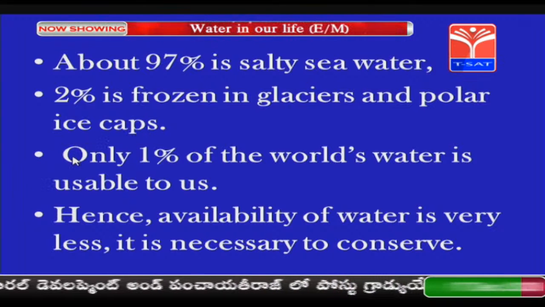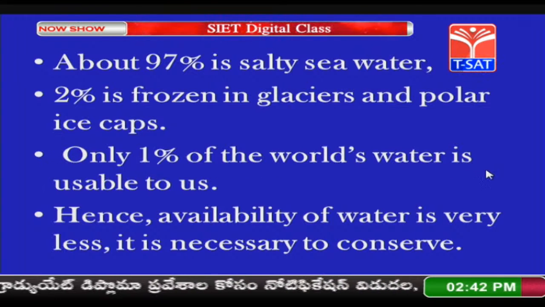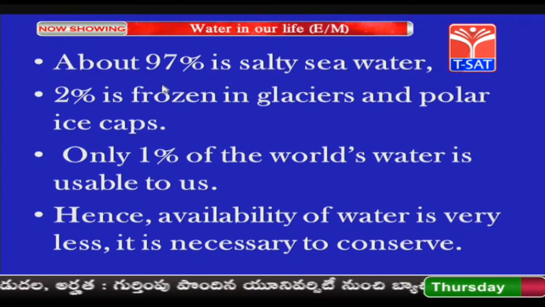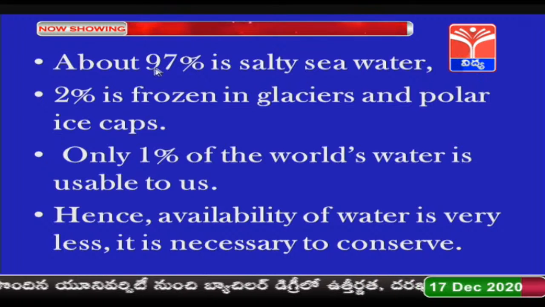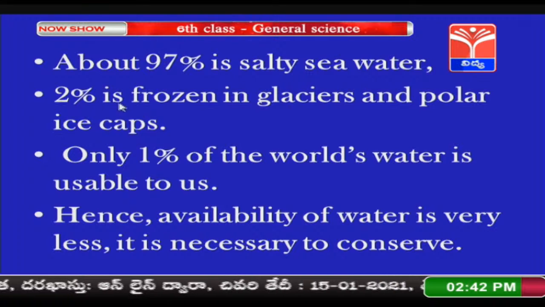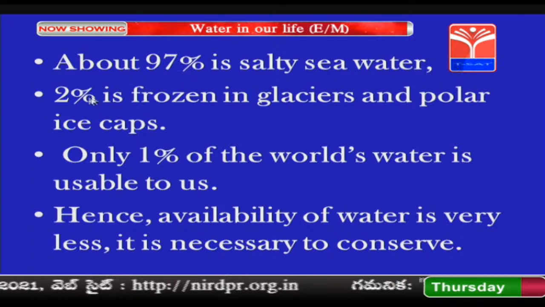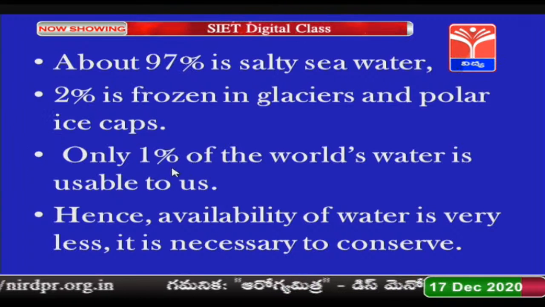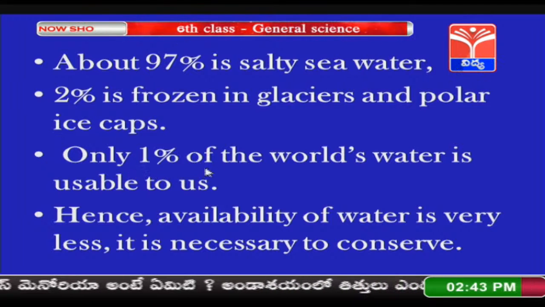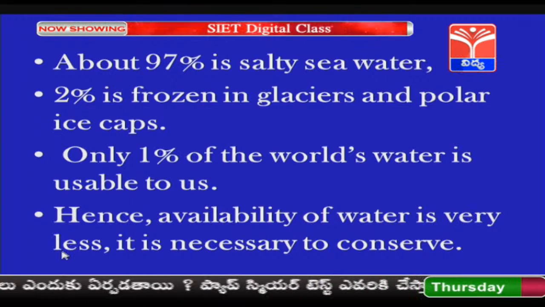So, how much of the water do we use in our day-to-day life? Only 1% of the world's water is usable to us. Why? Because 97% is present in the ocean in the form of salt water and 2% is present in the form of frozen ice. So, we cannot use this particular water. Only 1% of water is useful for our daily activities. Hence, what we can conclude is that the availability of water is very less.